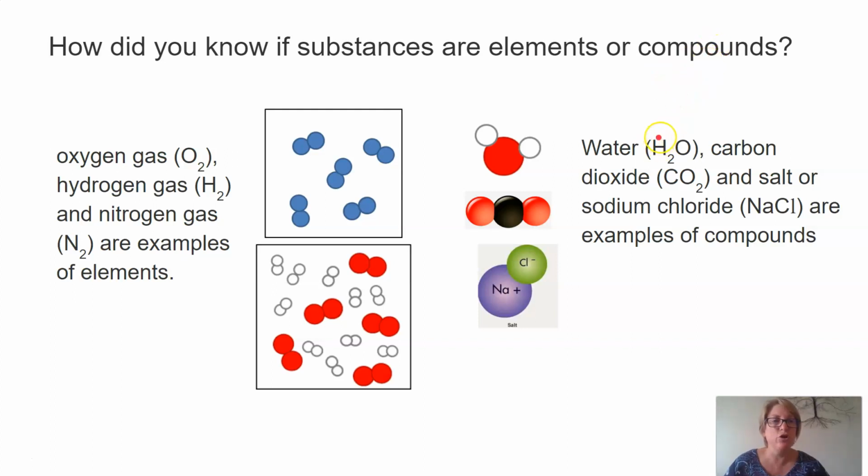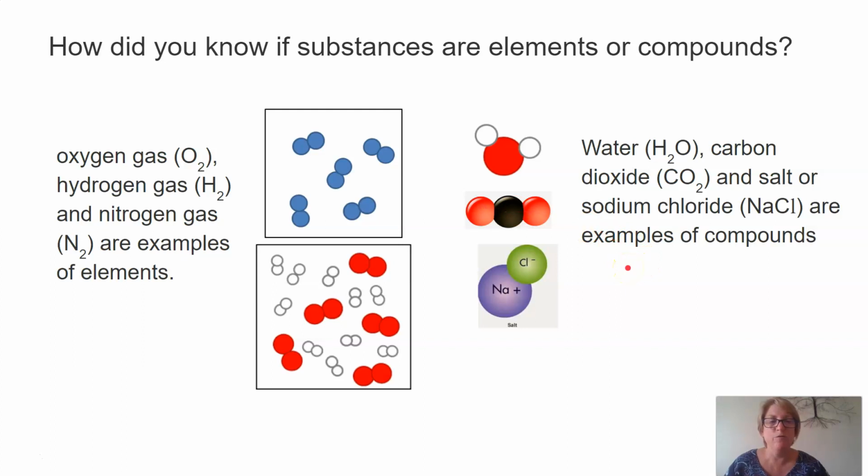Well, in a compound, you're going to find 2 different elements. So in this diagram here, we have water and oxygen. Oxygen is represented by the red dots, and water is going to be represented by the 2 white dots. In this diagram over here, we have carbon dioxide, which means we have 1 carbon atom and 2 oxygen atoms. The carbon atom here is going to be black, and the oxygen atoms are going to be red.